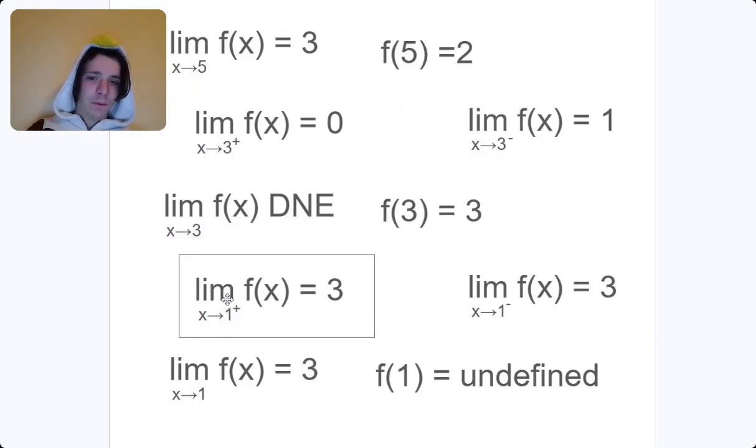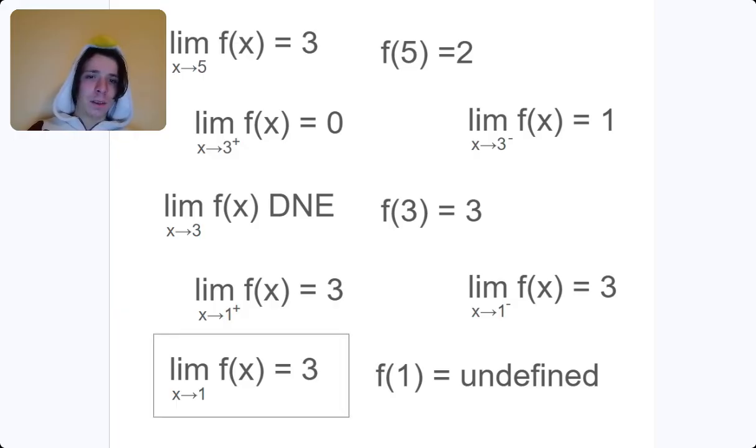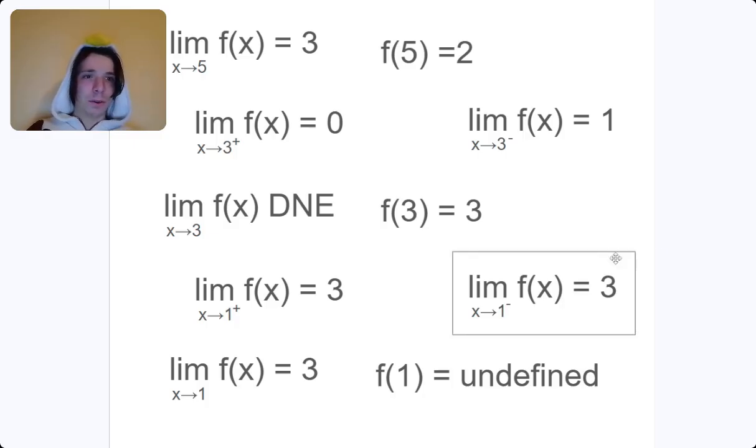Now, f of 1 is going to be undefined. But the limit from the right is 3. The limit from the left is 3. So the whole limit is going to be 3. It's going to approach 3.